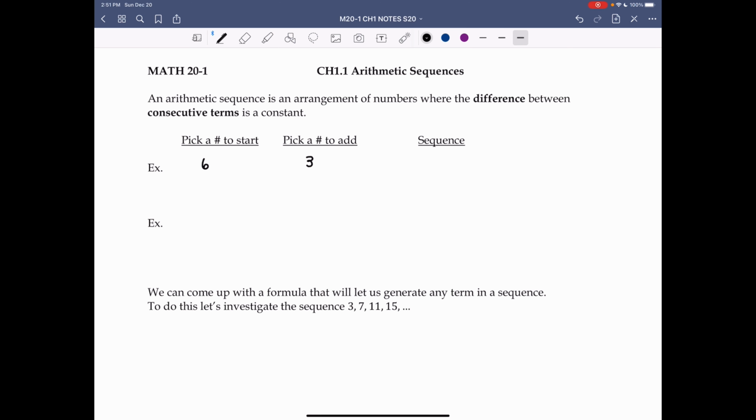Then write our sequence. Our sequence starts with 6. Then the next term we add 3, which is 9. The next term we add 3, that gives us 12. Add 3, we get 15. Add 3, we get 18, and so on.